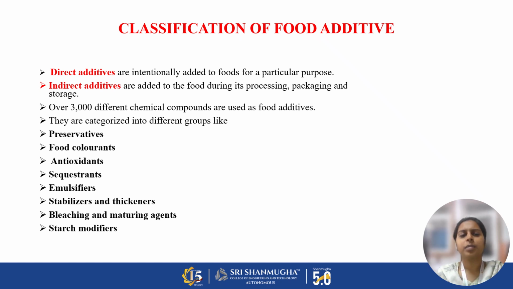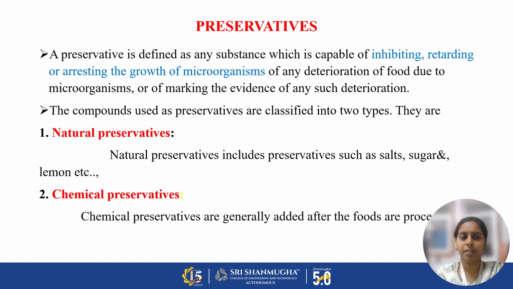Indirect additives are added to the foods during processing. Some cross contamination may occur during processing and packaging. Different parameters can affect the food, so these additives are added in processing, packaging, and storage conditions. They are categorized into different groups like preservatives, colors, antioxidants, sequestrants, emulsifiers, stabilizers, thickeners, bleaching and maturing agents, and starch modifiers. First, we are going to discuss preservatives.